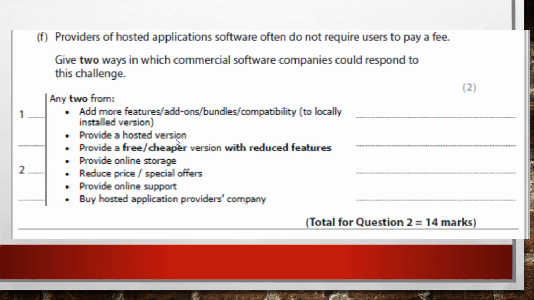And the answer is that they could create their own hosted version, okay, to compete. They could make it free or cheaper, with reduced features. So rather than offering the full package, they could say, well, the online version doesn't have these features, but it's online and it's free. Okay, they could reduce the price, have special offers, provide online support. Add more features in, and so on and so on.